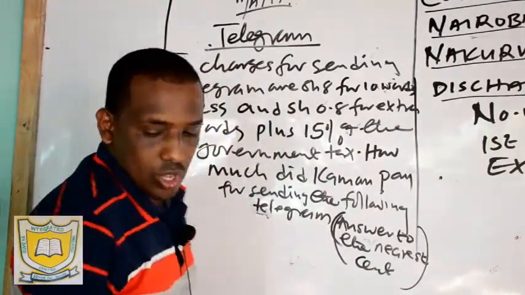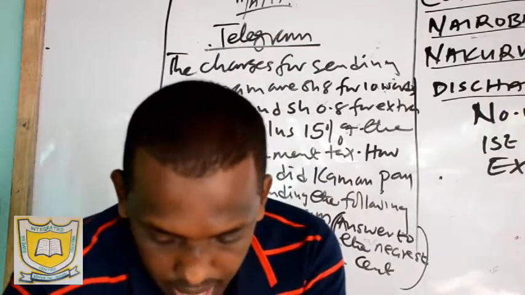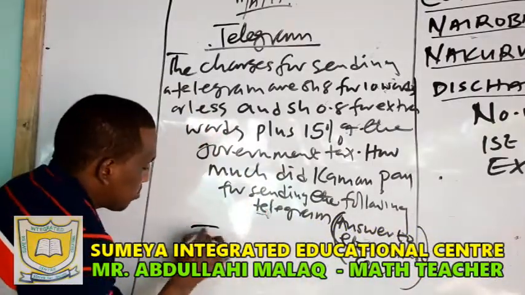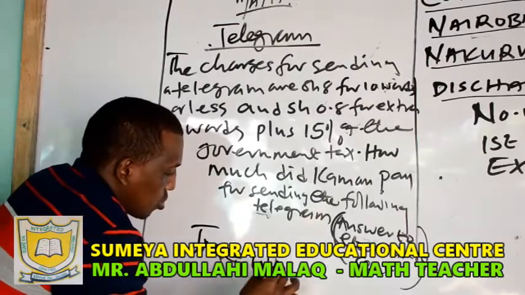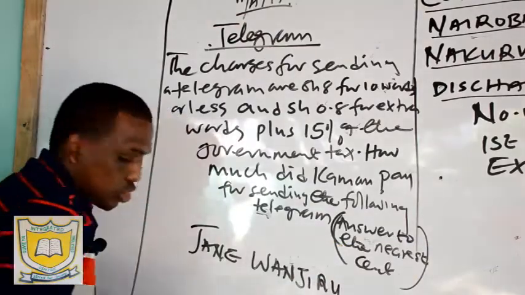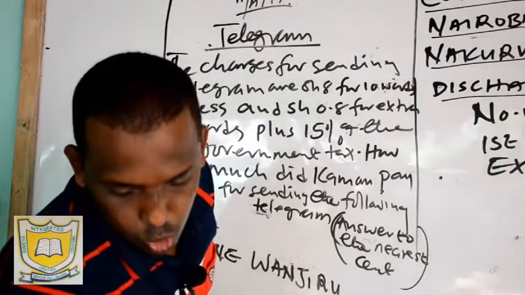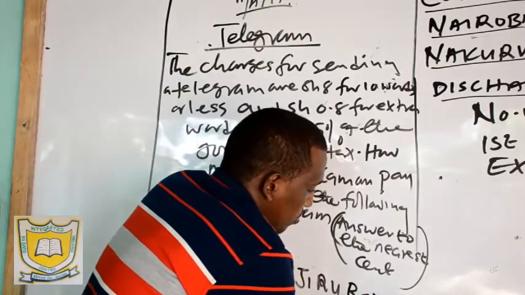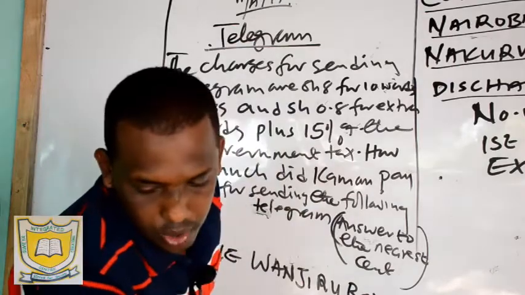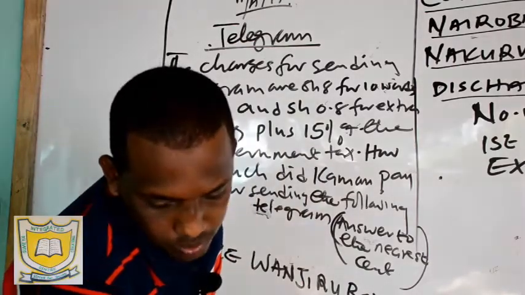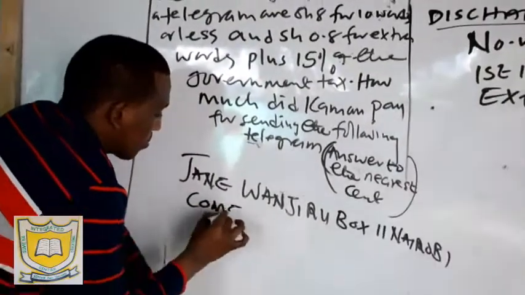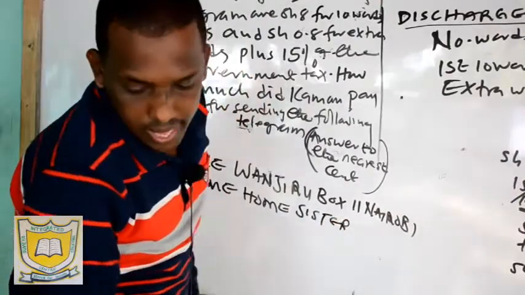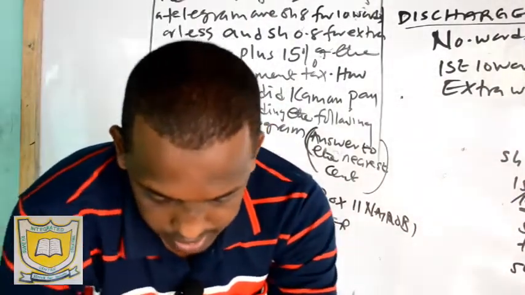So what we do, we write now the telegram. You are told here Jane Wanjiru, Box 11, Nairobi. Come home, sister.